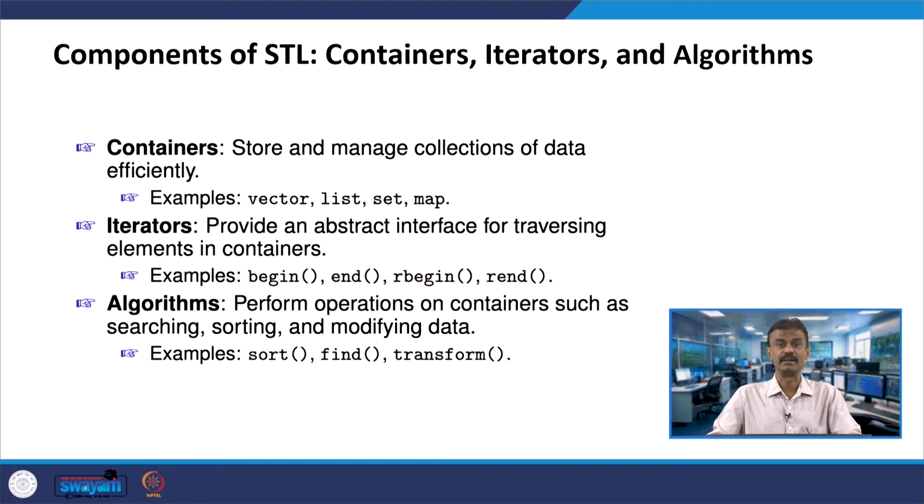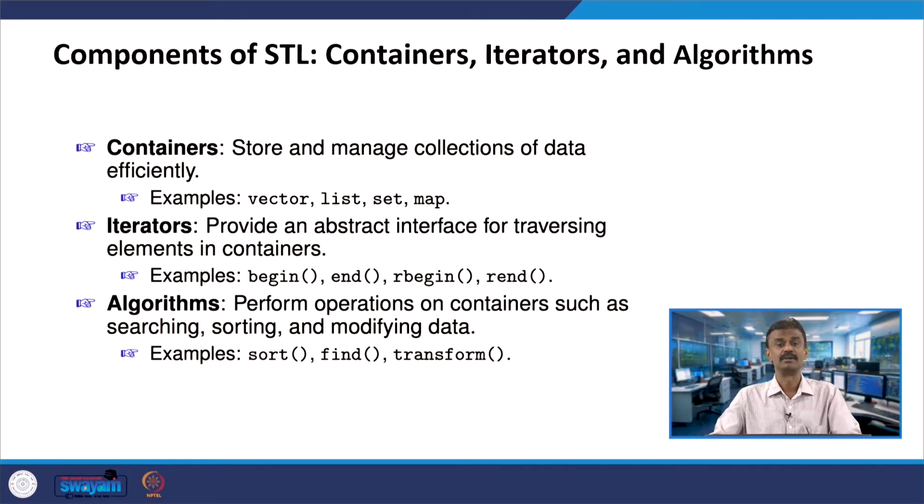These are some of the advantages, and as I said, the three major components are containers, iterators and algorithms. Containers, for example vector, list, set and map, store and manage a collection of data very efficiently. Vector is a container, list is a container, set is a container and map is a container. These are examples of containers.